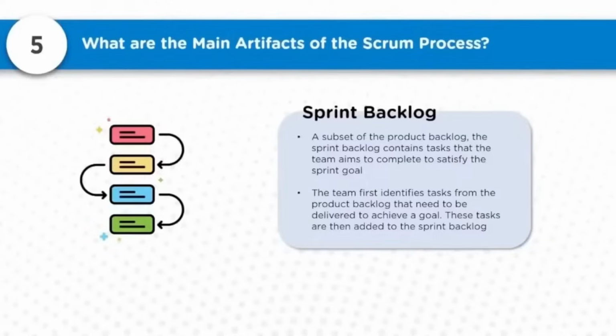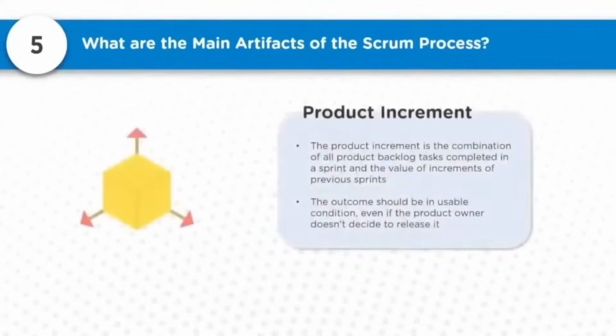So the team first identifies tasks from the product backlog as per the priorities, the list which is prioritized in the product backlog, that is taken, put into the sprint backlog, and then those are delivered. Next you can think about product increment. The product increment is the combination of all product backlog tasks completed in the sprint and the value of the increments of previous sprints. The outcome should be in a usable condition even if the product owner doesn't decide to release it. It is very important, each of the increments which comes out needs to fulfill this.